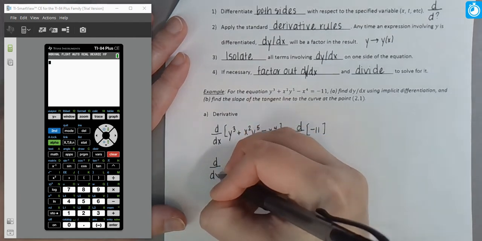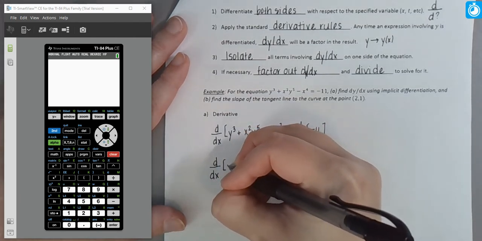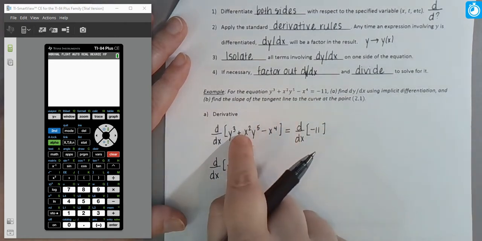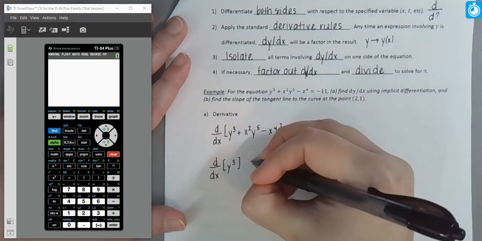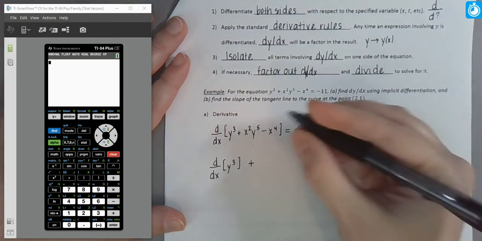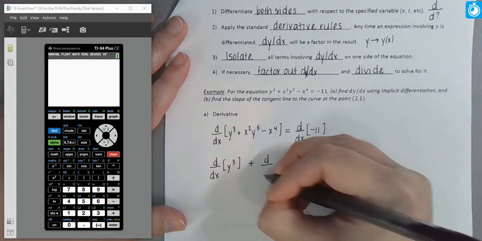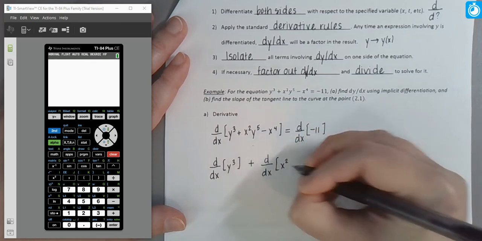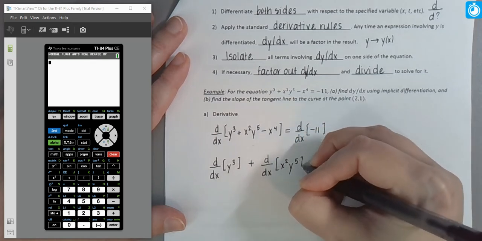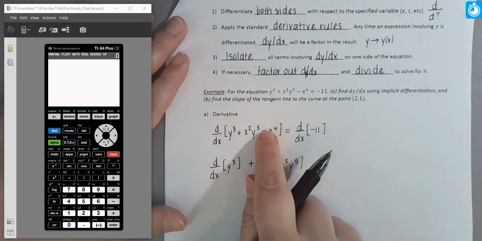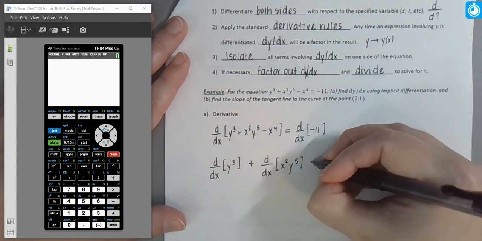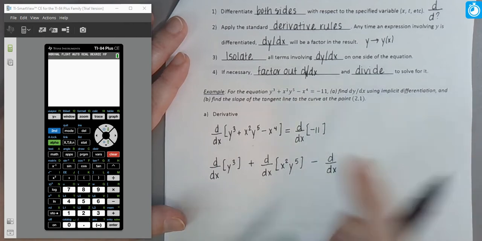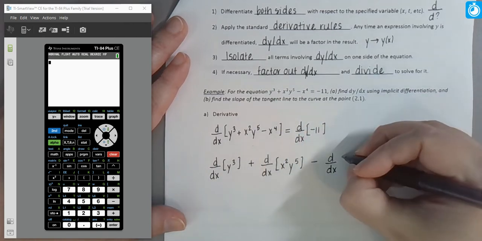So I'm going to take the derivative with respect to x of the first term just by itself. Now I'm adding the next term, so that means I'm also going to add the derivative with respect to x of the next term, x squared y to the fifth. And then my last term is subtracted, so I would subtract its derivative, the derivative with respect to x of the last term, x to the fourth power.